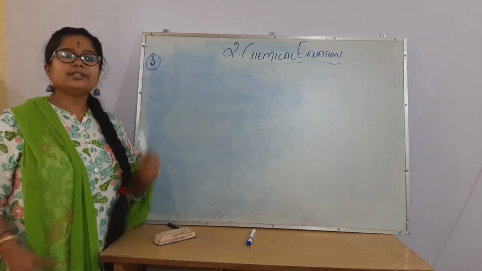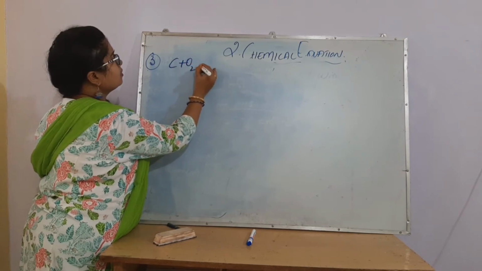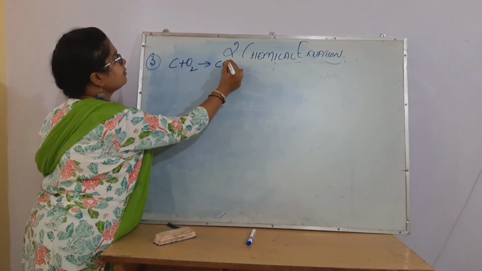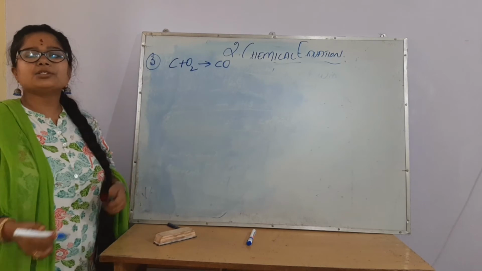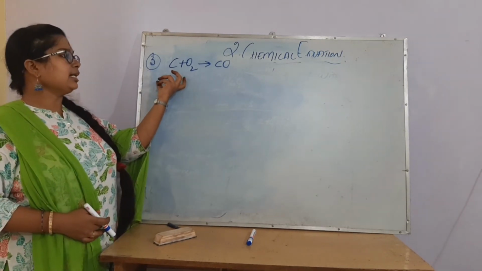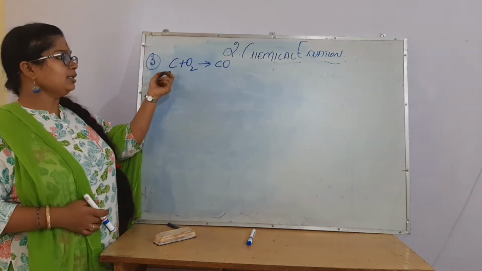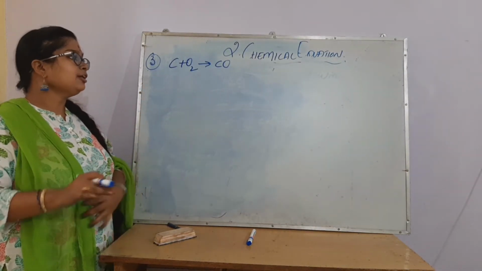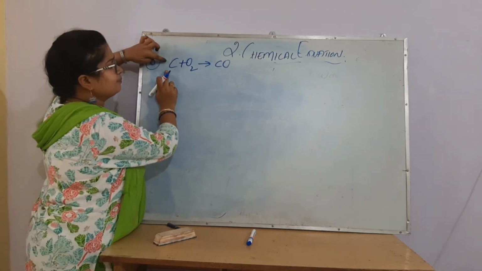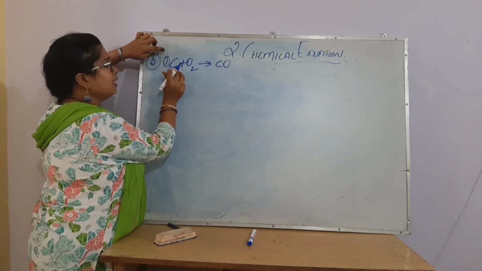This is our third example. C plus O2 gives rise to CO. Are metals there? No. Are non-metals there? Yes. C is a non-metal. Oxygen, hydrogen is also there. So leave it. So here 1. Nothing is there, it means 1, isn't it? 1 into 1.